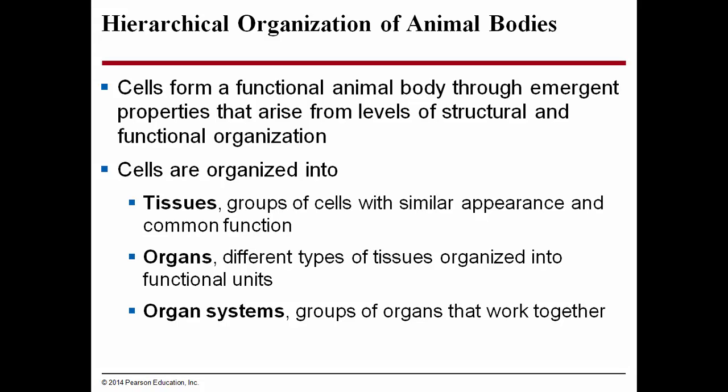Cells form a functional animal body through emergent properties that arise from levels of structural and functional organization. Cells are organized into tissues, which are groups of cells with a similar appearance and common function. Organs are different types of tissues organized into functional units. And organ systems are groups of organs that work together.